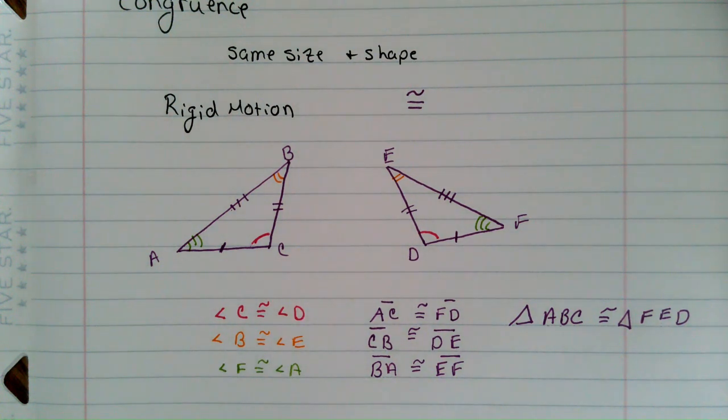So being able to understand this relationship and where they match up is going to be key to proving triangles congruent, which is a massive part of a lot of geometry. And so all this color coding is not just being done randomly, it's being done for a purpose. Okay?